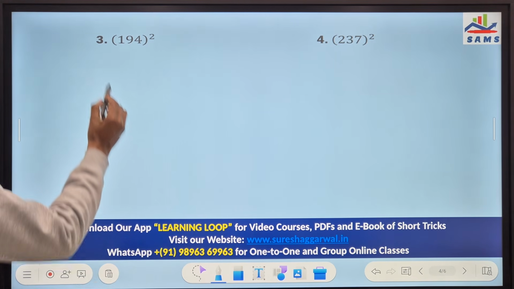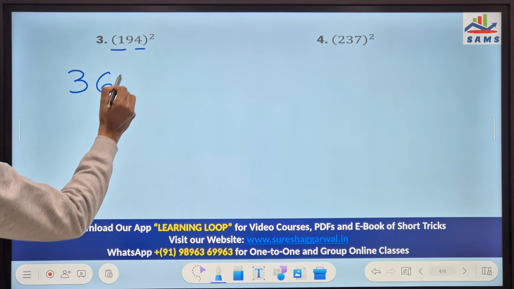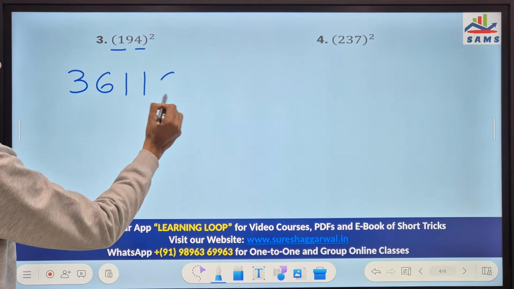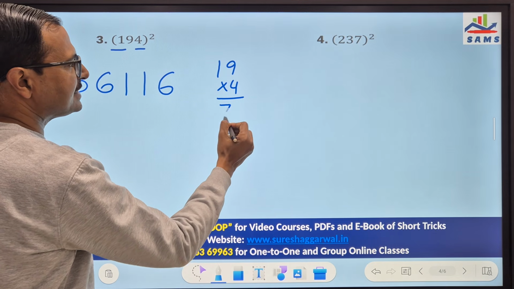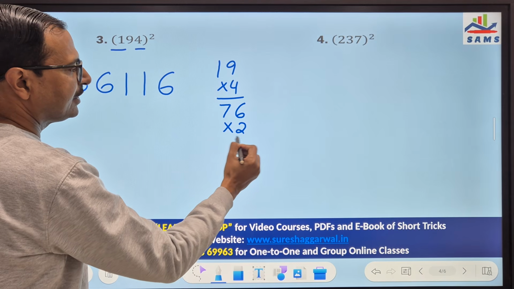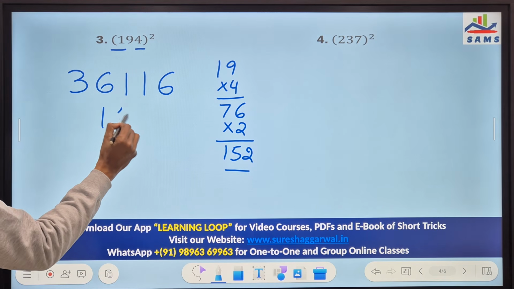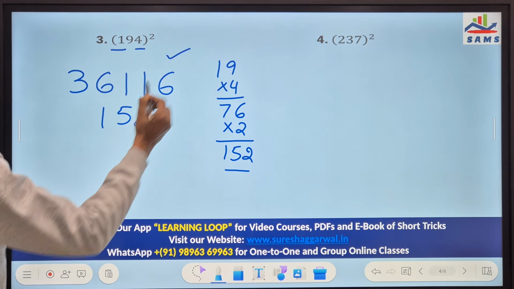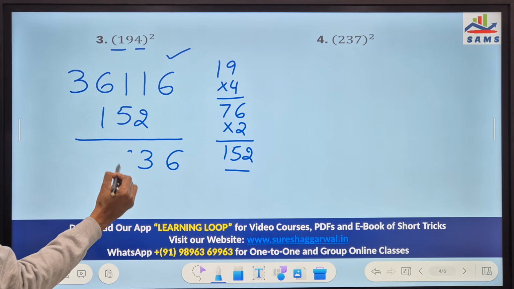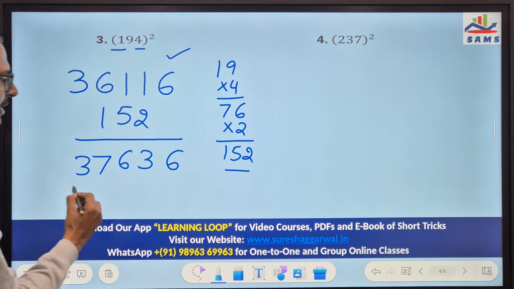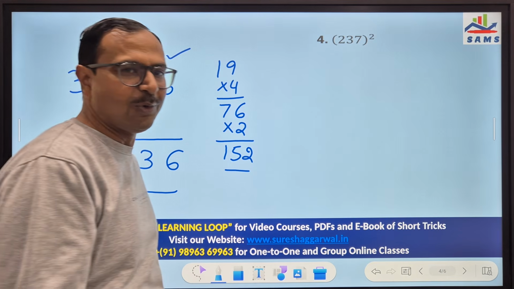Let's practice this now. 19 and 4. 19 square is 361. 4 square is 16. Now I have to do 19 times 4, which is 76, and double of that gives me 152. So 152 to be written here, leaving one digit from the right hand side. Add vertically, you get 6, 3, 6, 7, 3. 37636 is the square of 194.